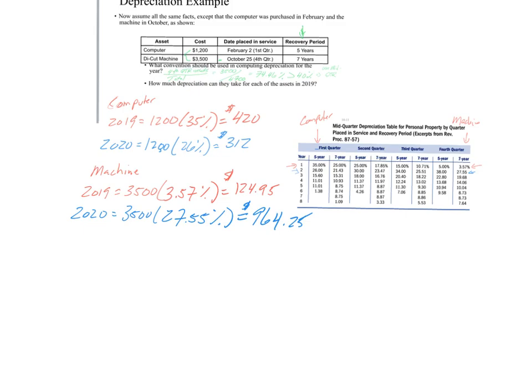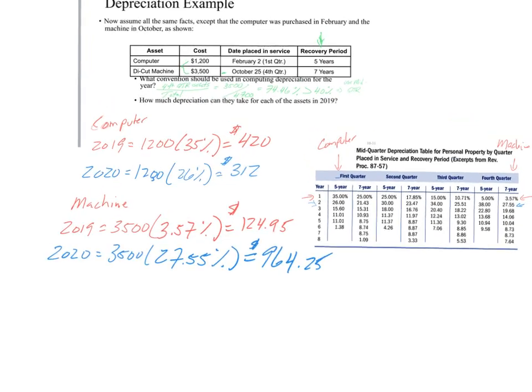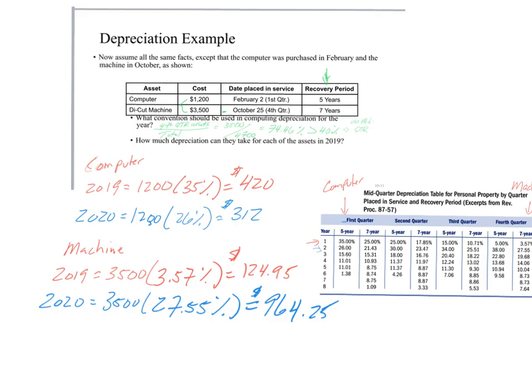So in this segment of Chapter 10, we've covered personal property. We've covered the half-year convention and the mid-quarter convention, all right? The convention that y'all should be most interested in for your tax return project is the half-year convention, okay? So hopefully this helps, and we will do another section of Chapter 10 in a separate video. Bye.